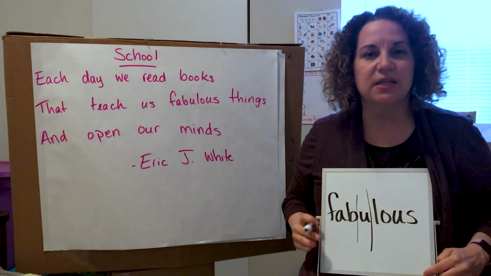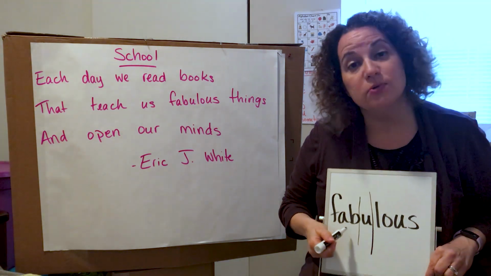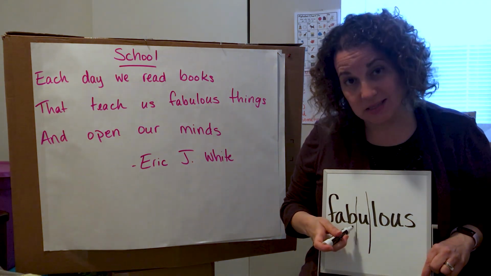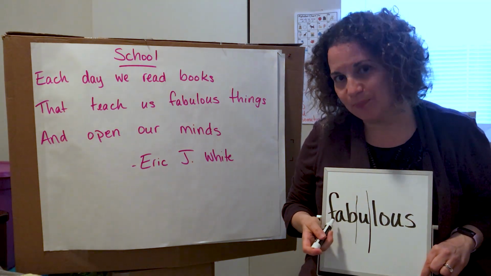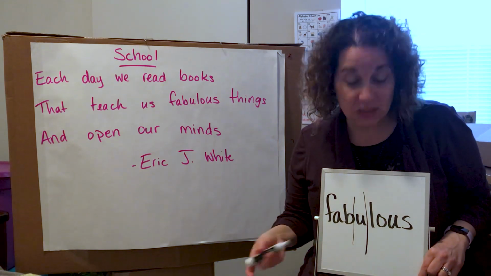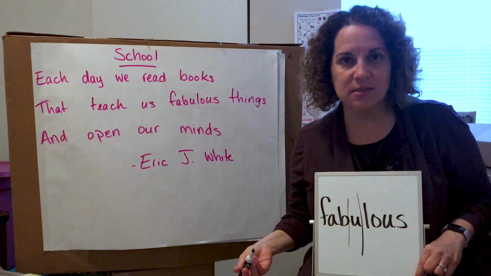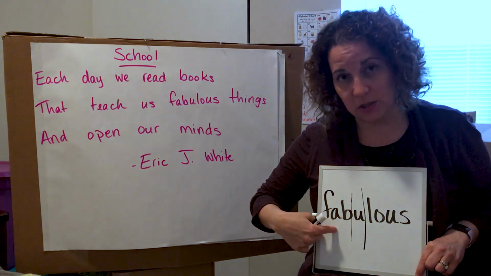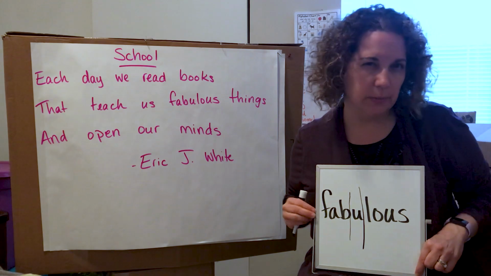So this word is interesting because in this word we have a closed syllable here at the beginning, right? Remember our closed syllable ends in a consonant and the vowel makes a short sound. And then we have an open syllable right next to it. Remember, an open syllable ends in a vowel and the vowel makes a long sound. So fabulous is an example of a word that's built with a closed syllable and an open syllable.